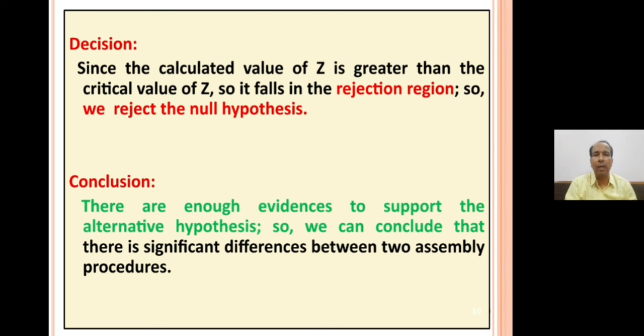So what will be the conclusion here? The conclusion will be like, there is enough evidence to support the alternative hypothesis, so we can conclude that there is a significant difference between the two assembly procedures, assembly line A and assembly line B. So that's how we will work out a problem of hypothesis testing in a two proportions z-test.